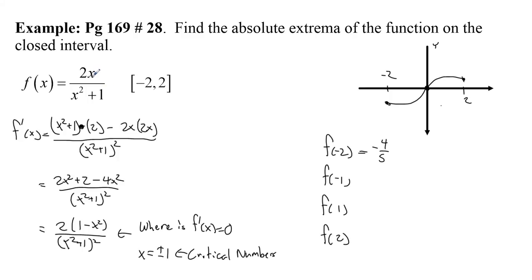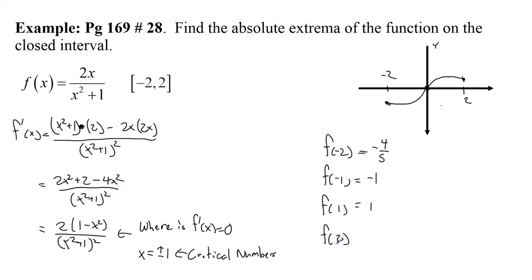When I plug in negative 1, negative 1 times 2 is negative 2. Negative 1 squared is 1, plus 1 is 2. I get negative 2 over 2, which is negative 1. For this next point, when I plug in 1, 1 times 2 is 2. 1 squared is 1, plus 1 is 2. 2 over 2 is 1.